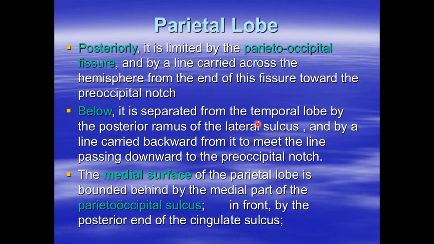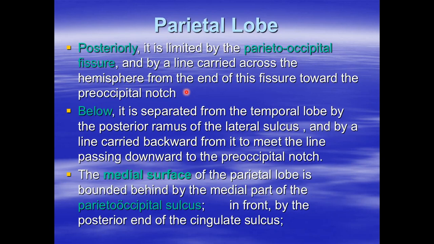Regarding the parietal lobe, posteriorly it is limited by the parieto-occipital fissure, as we said a minute ago, and also by a line carried across the hemisphere from the end of this fissure toward the pre-occipital notch to separate it from the temporal lobe. Inferiorly it is separated from the temporal lobe by the posterior ramus of the lateral sulcus, or the Sylvian fissure, and by a line carried backward from it to meet the line passing downward to the pre-occipital notch.